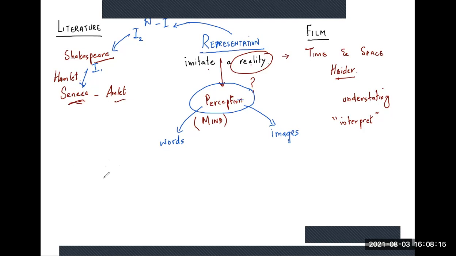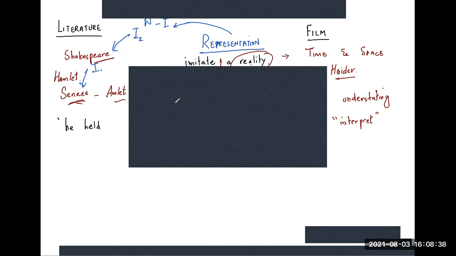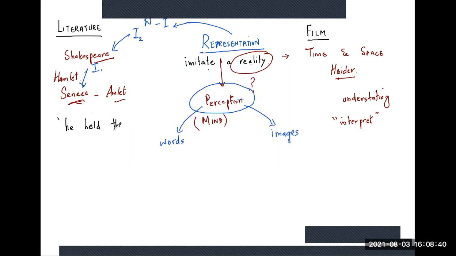Gertrude marries... what's his name? I can't recall his name. Anyway, uncle of Hamlet. So simply this would be written in, he held the sword upright.